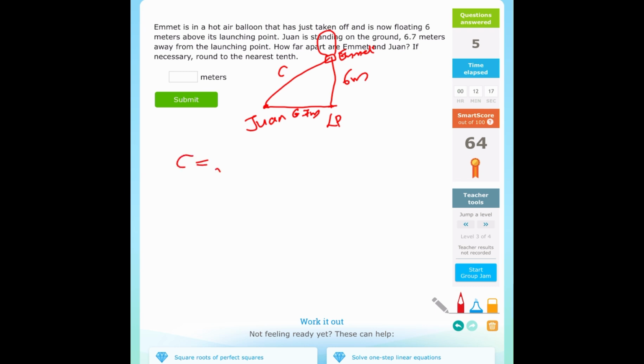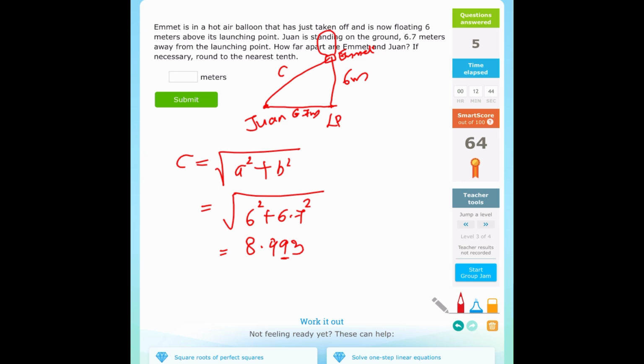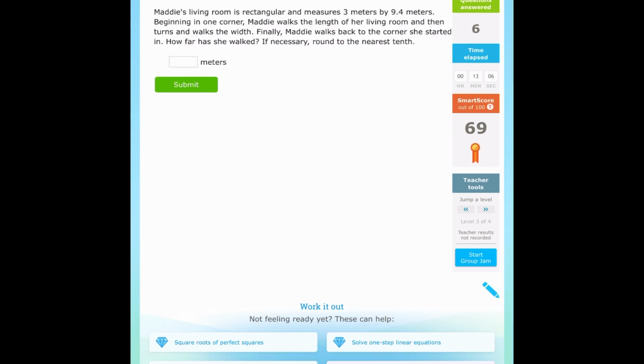So C equals square root of a squared plus b squared. So here the a is 6, so 6 squared, and b is 6.7 squared. I got a decimal, which is 8.993. Since the second digit is greater than 5, we have to add 1 here, and that is going to give us 9.0.